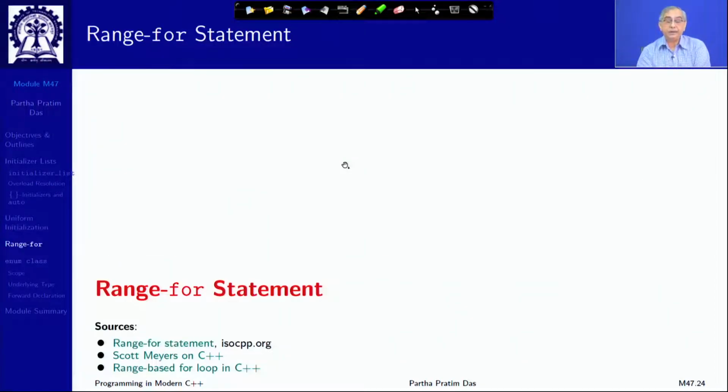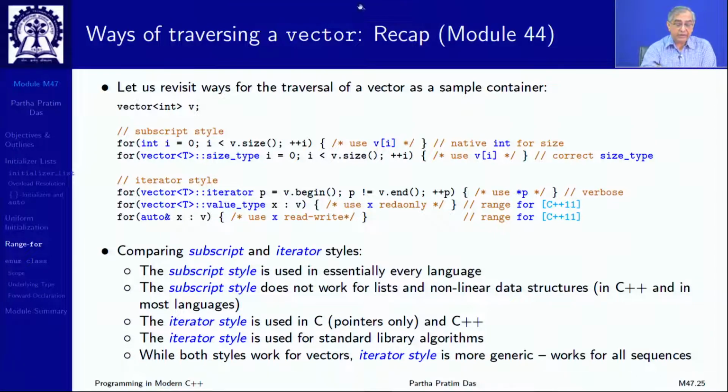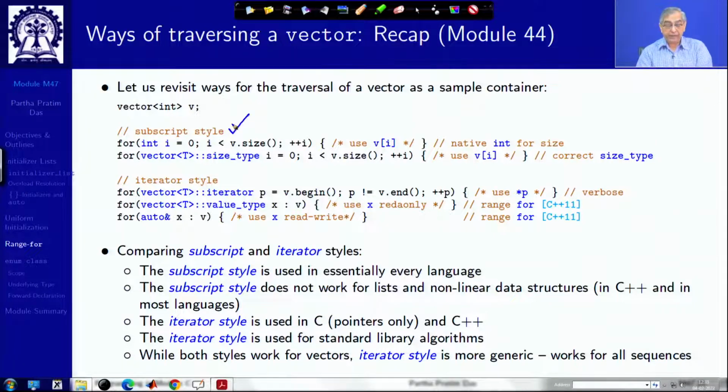Now, with this, let us look at some of the other related features. One is range for. We have seen this in module 44 when we were discussing vector. Range for talks about how to iterate over an entire data structure. Right? So, we saw different styles that we could use: a subscript style for a vector, either using the native int for size or the actual size type of the vector, or we can use the iterator style, which is the verbose actual iterator style.